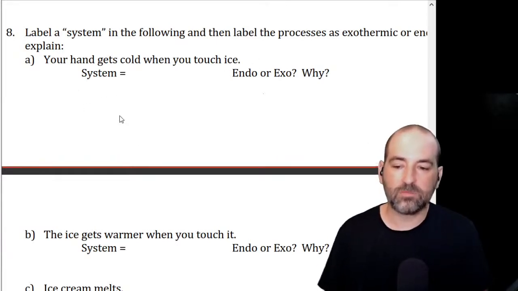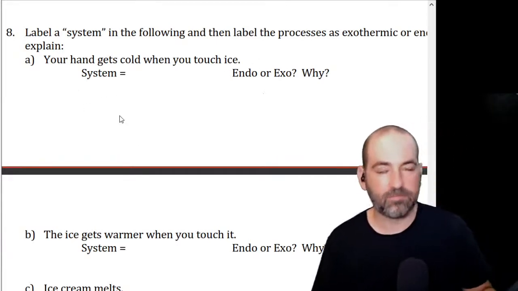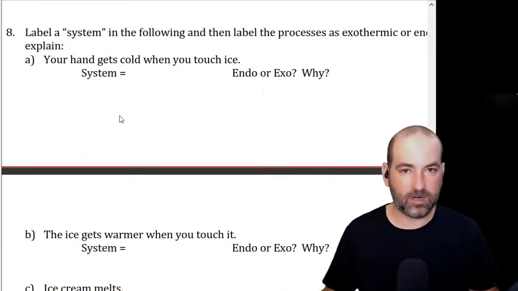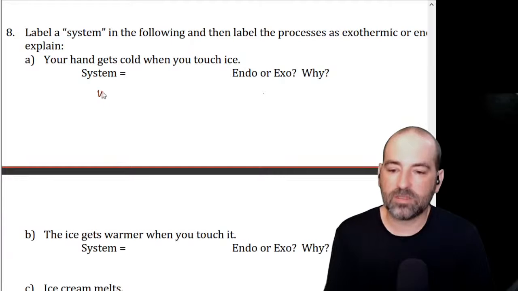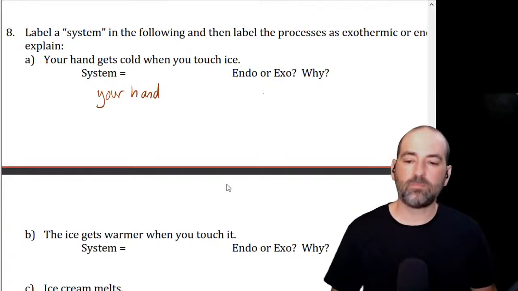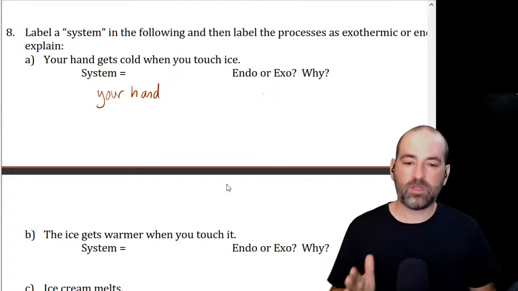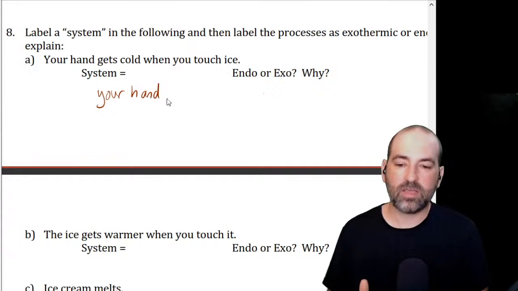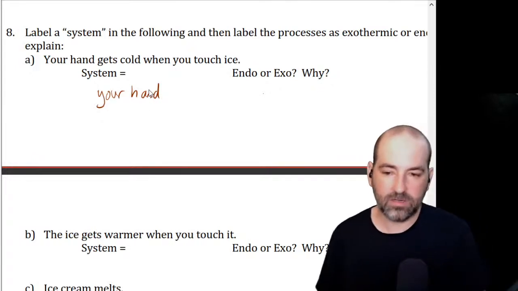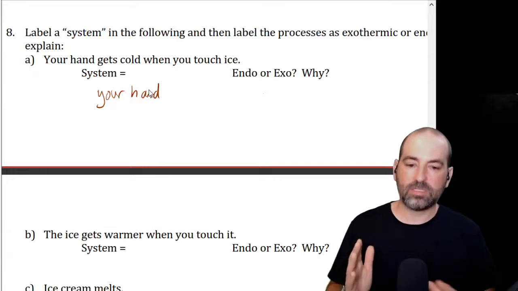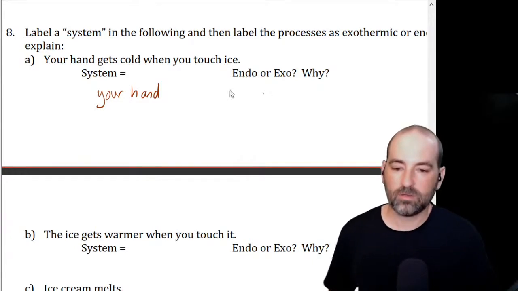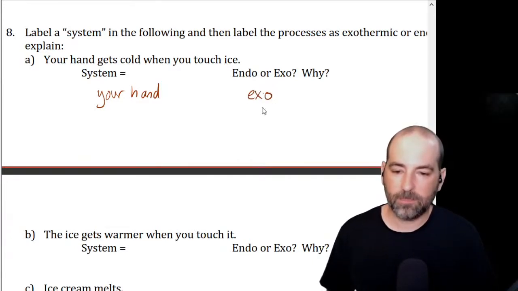So do we want the system to be your hand or ice? There's no right answer here. We pick either one. So let's do both. Let's say the system is your hand. So if we assume that your hand is the system, is this endo or exo, which means is the energy flowing into your hand or out of your hand? Well, your hand is getting cold, right? So that means the energy is coming out. So that would be exo.